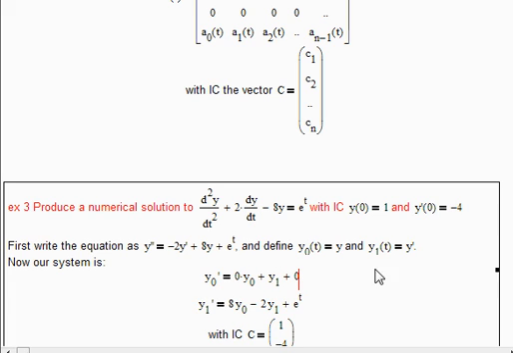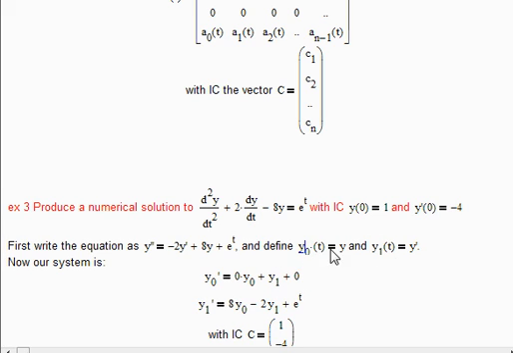Because remember, y0 is y, and y1 is y prime, so this is saying y0 prime equals y1. Of course, that's what this says. y prime is y1. And y1 prime, that would be our second derivative, is 8. Actually, we could get that from this.